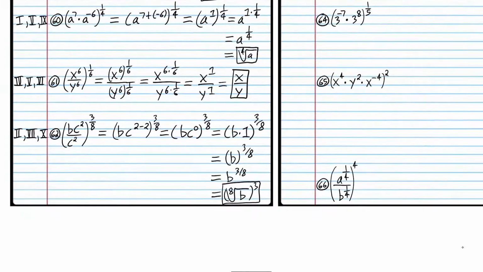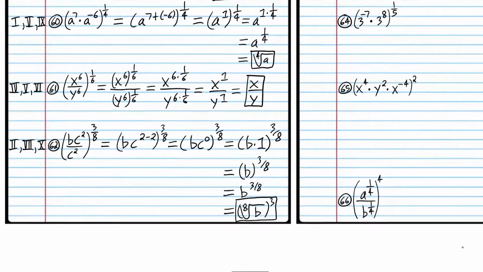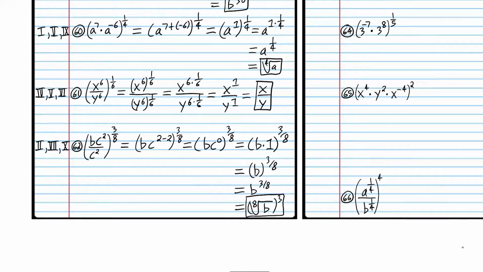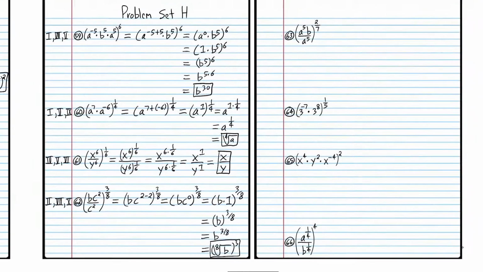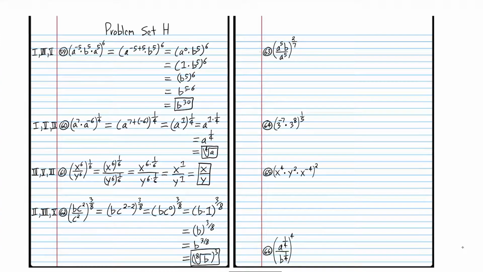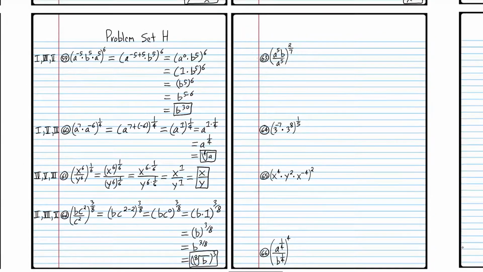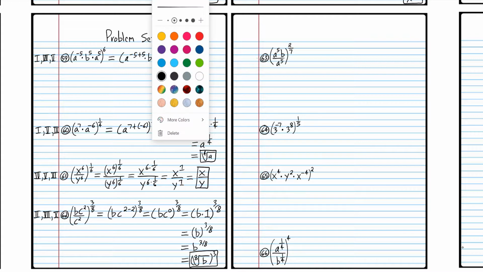Okay, so again, you're not allowed to have negative exponents or fraction exponents in your final answer. So I want you to use numbers 59 through 62 to do 63. And when you come back, we'll do it together. All right, we're back.